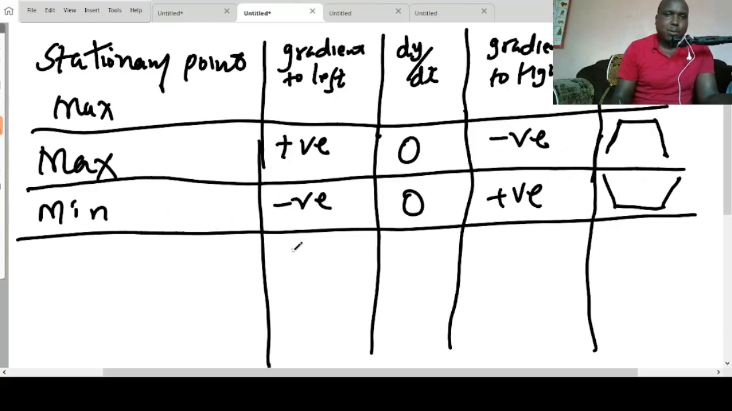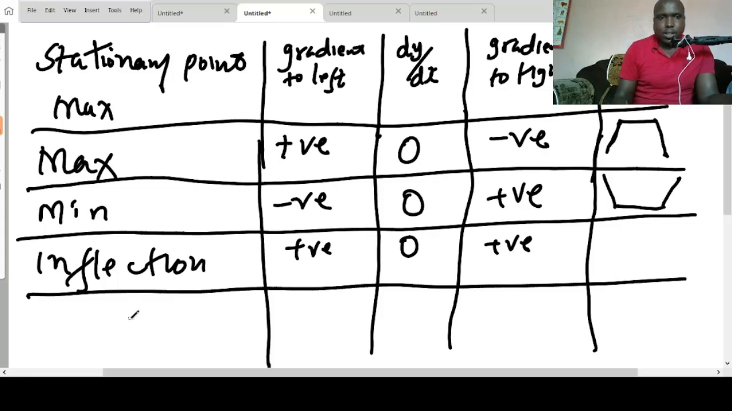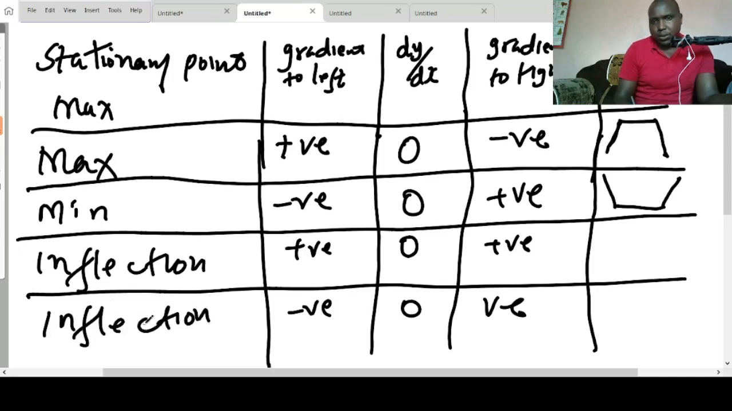Then if we come from negative to positive to 0 and then positive, that one we have the point of inflection. That is not the turning point, it is a point of inflection. If we have negative, 0, then negative, then that is not the turning point, it is the point of inflection.